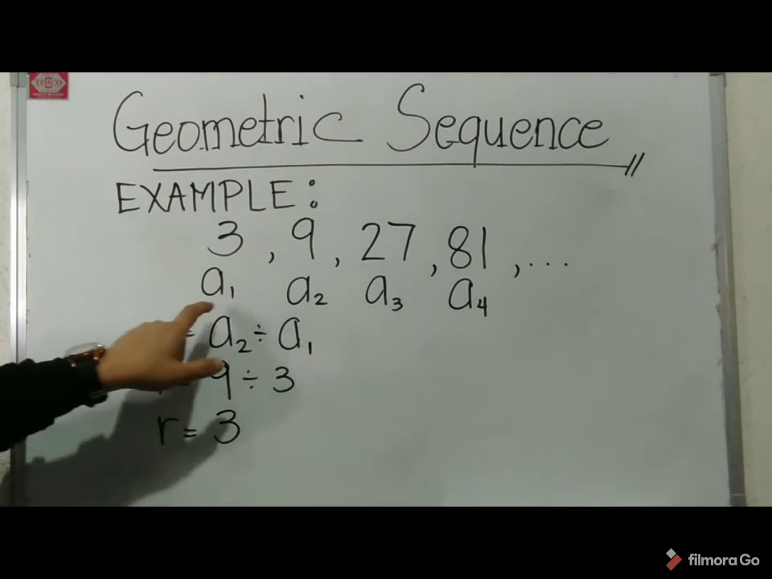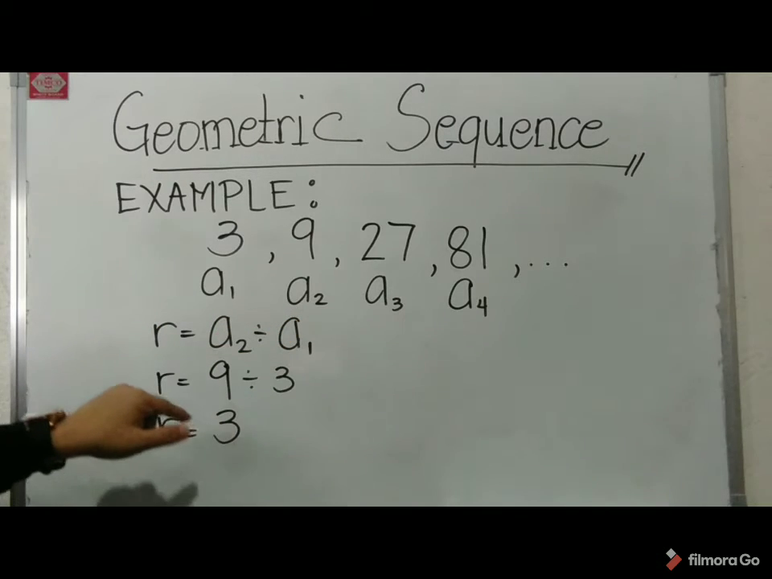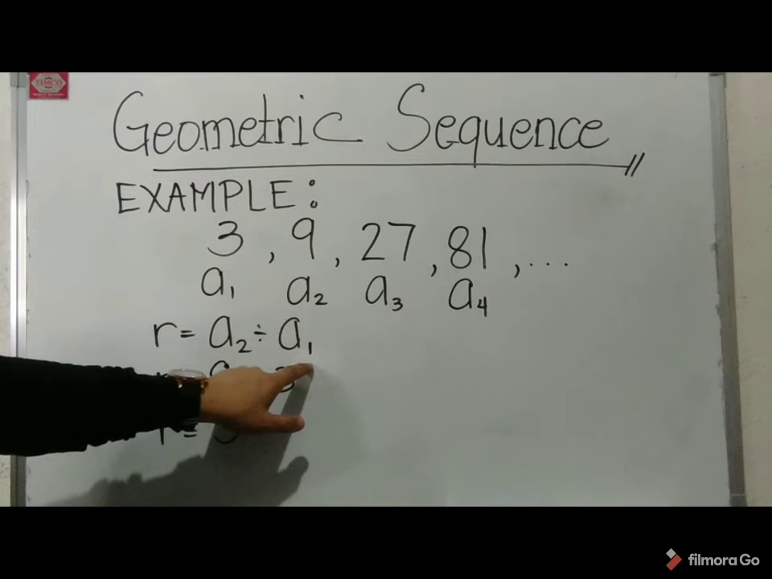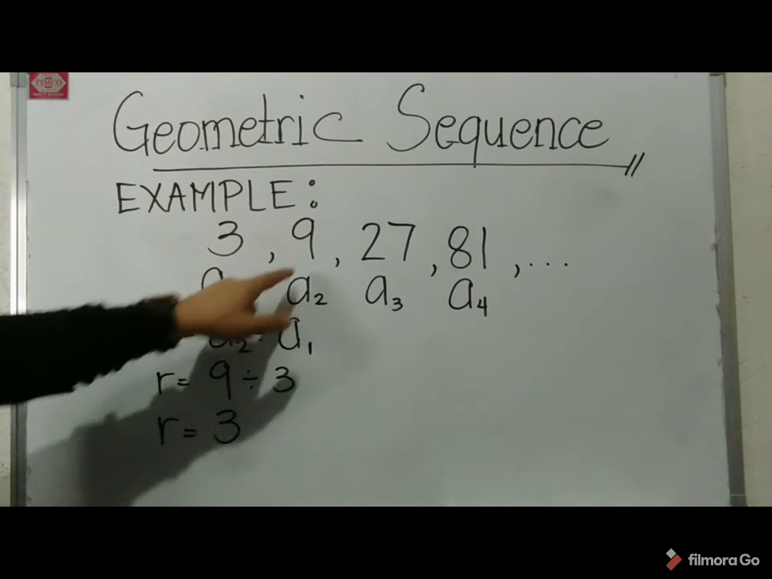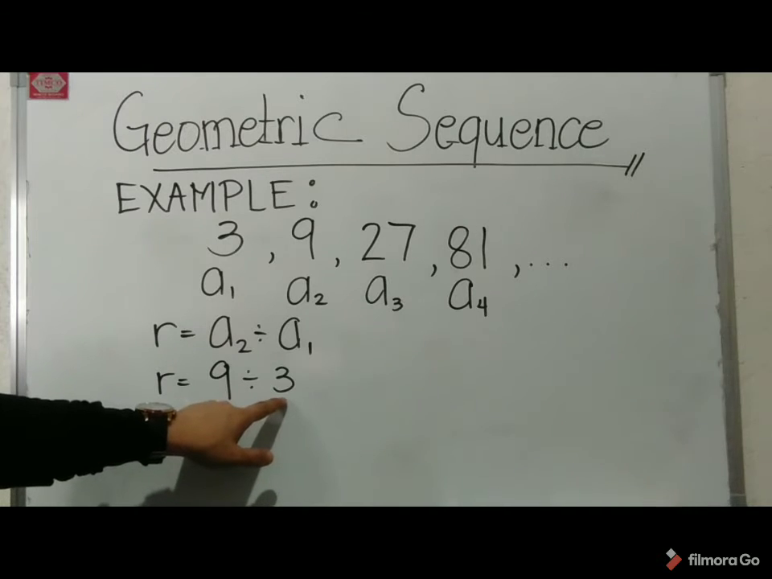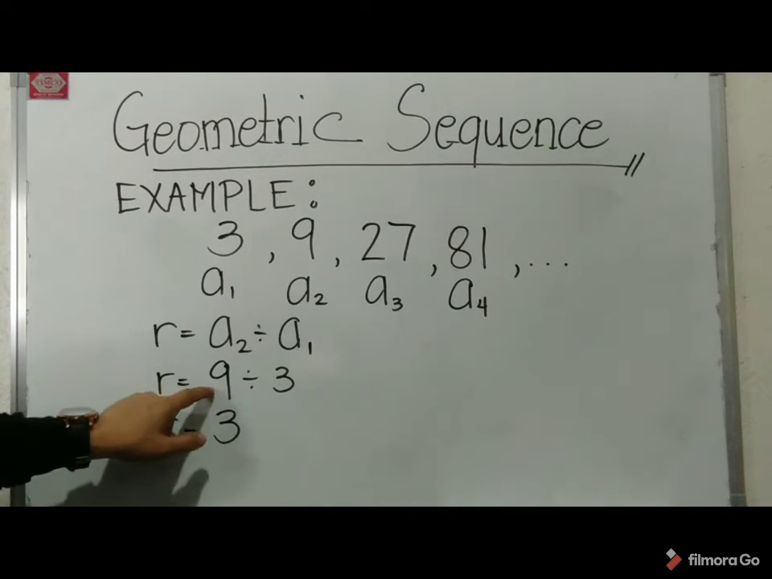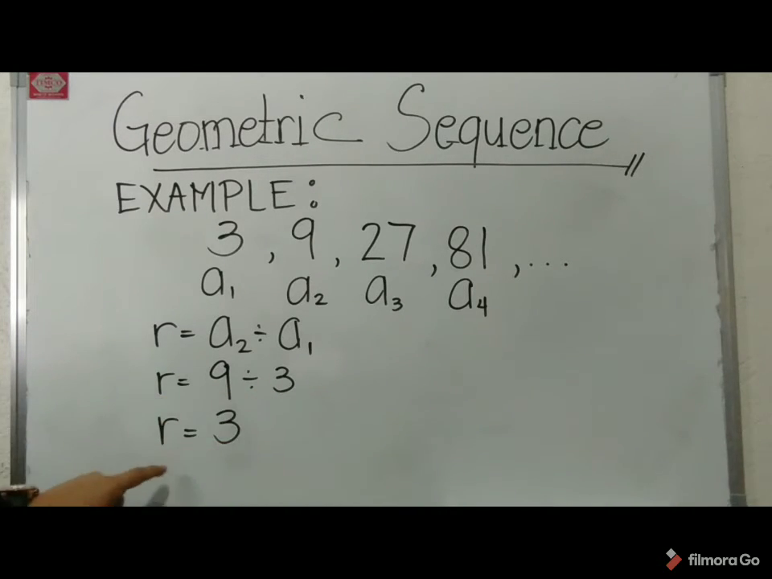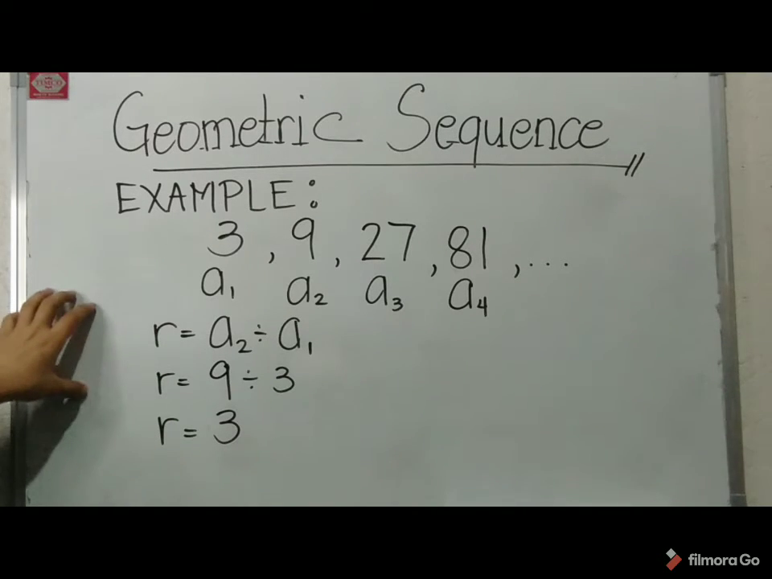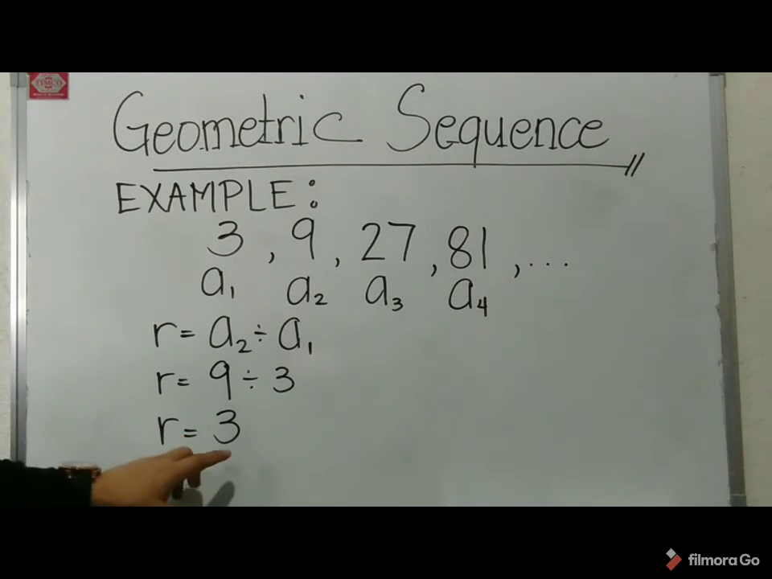So, pag given ng ating a sub 1 at a sub 2, pwede nating i-divide yung ating a sub 2 kay a sub 1. So, let's have a sub 2, 9, and a sub 1, which is equal to 3. So, 9 divided by 3, we have common ratio of 3. So, sa madaling salita, ang common ratio ng ating given geometric sequence ay 3.